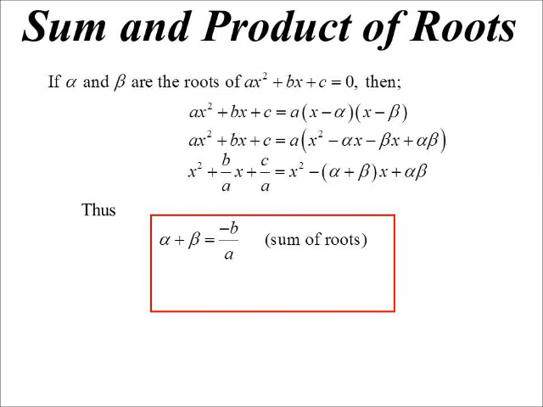That's what we call the sum of the roots. And then alpha beta must be the same as c on a. The constant must equal the constant. And that gives us the product of the roots. And so there's the relationship that exists between our coefficients and the roots themselves.